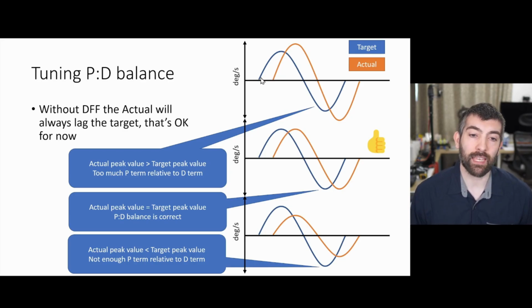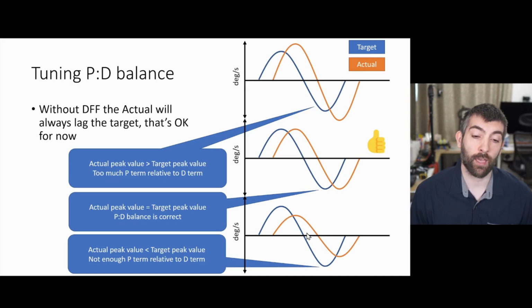If you look at the waveform for the target and the waveform for the actual, and you see that the peak of the actual graph is bigger than the target graph, that indicates that you have too much p-term. So your PD balance is too p-term heavy. So you need to reduce your p-term or increase your d-term.